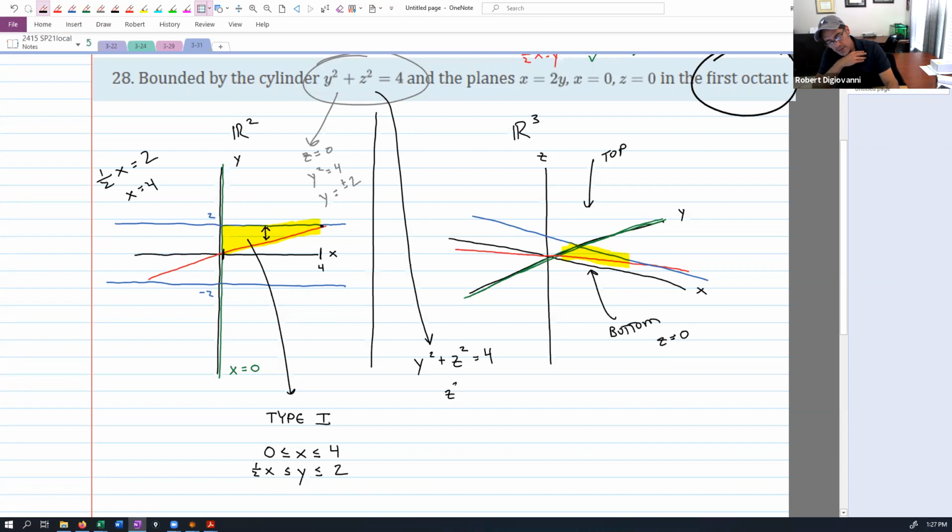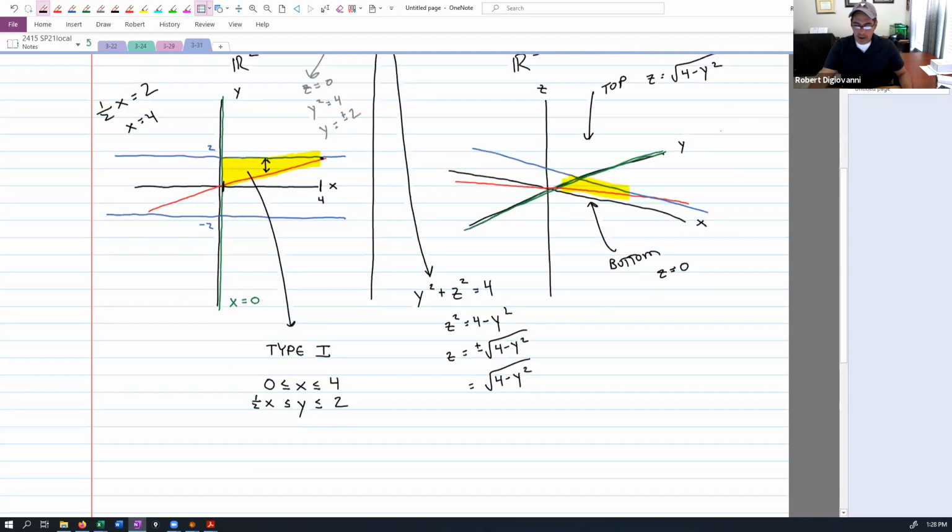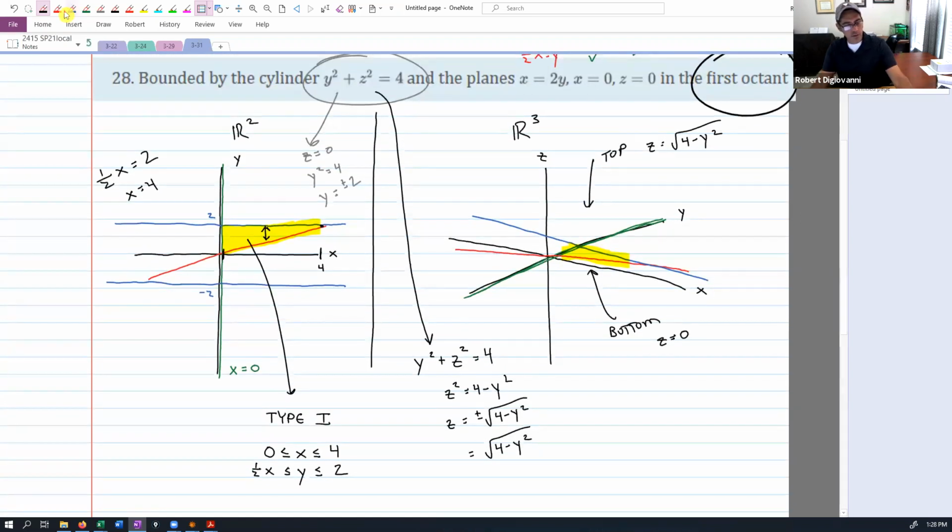So let's isolate Z and take the square root. And when we take the square root, we get plus or minus. And we are going to throw away the negative because we are in the first octant. So we're only concerned about the top part of this. That's your top. Z equals square root of 4 minus Y squared. And that should be enough to put it all together into an integral.